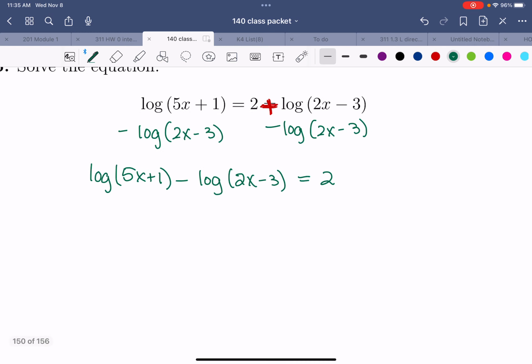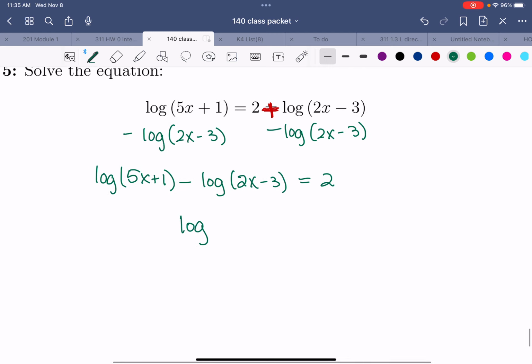Then over here, I'm going to put this back together on the left using a single logarithm, right? And they are being subtracted, so that means division. And the positive one goes up top, and the negative one goes on the bottom. And that's still equal to 2.